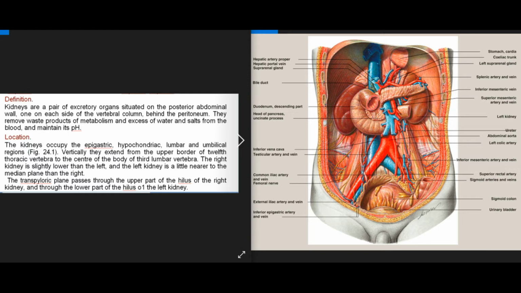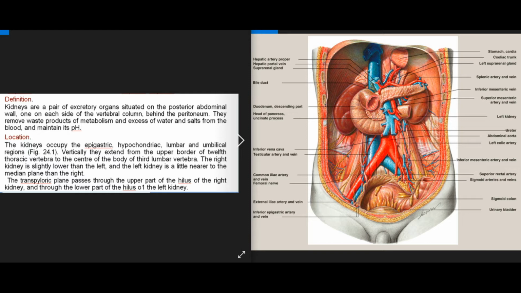Location. The kidneys occupy the epigastric, hypochondriac, lumbar, and umbilical regions, Fig 24.1. Vertically they extend from the upper border of 12th thoracic vertebra to the center of the body of 3rd lumbar vertebra. The right kidney is slightly lower than the left, and the left kidney is a little nearer to the median plane than the right.